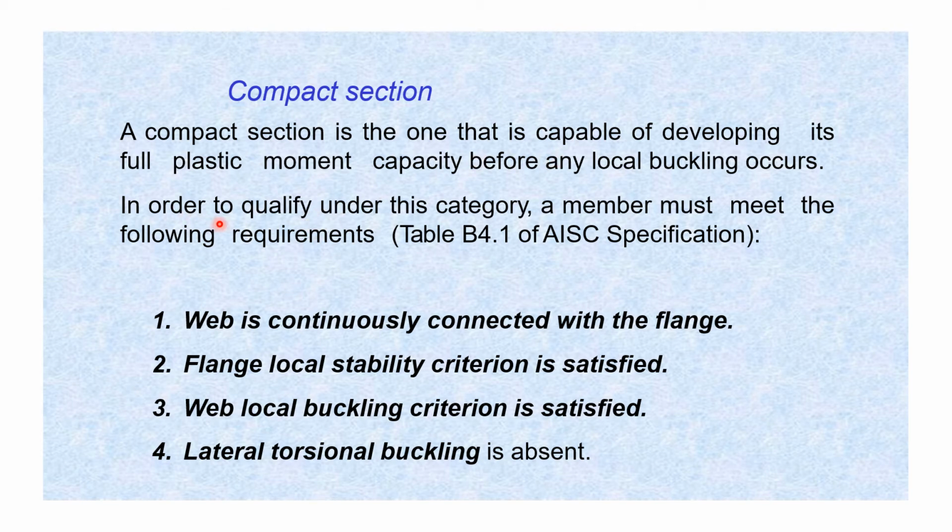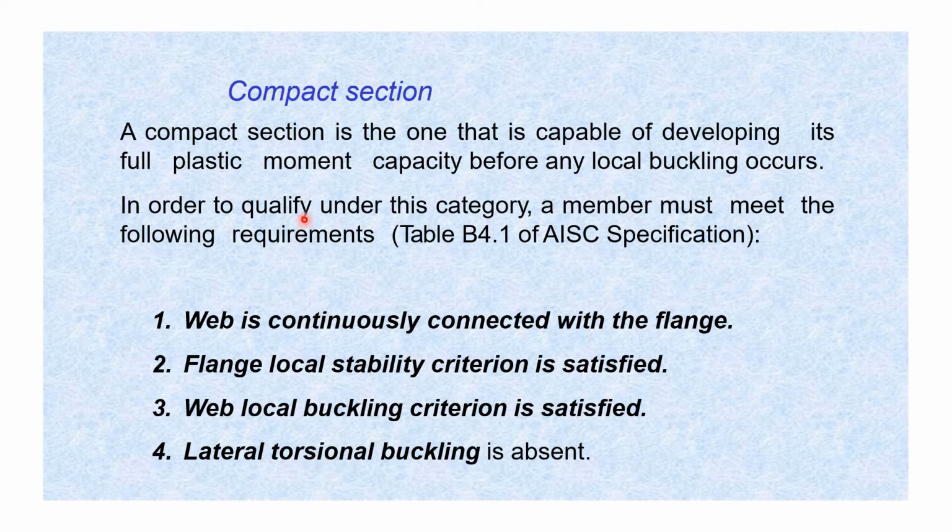In order to qualify under this category, a member must meet the following requirements from the code reference. First, the web is continuously connected with the flange. In our I section, our web is continuously connected with the flange. That first check should be satisfied. Second, the flange local stability criteria is satisfied, meaning flange slenderness will not exceed a certain limit. What is that limit? I will discuss in the next slides. Similarly, the web local buckling criteria is also satisfied, meaning the web will also not go for buckling.